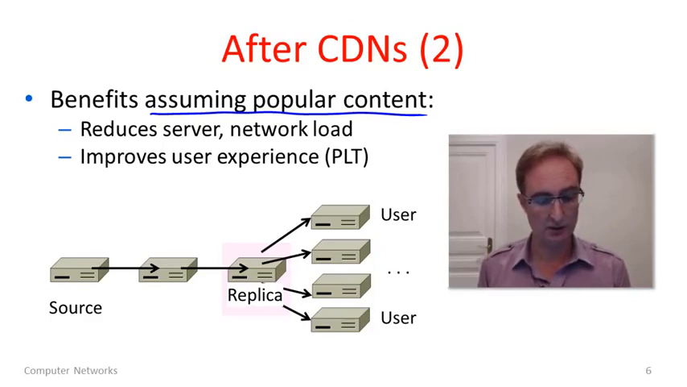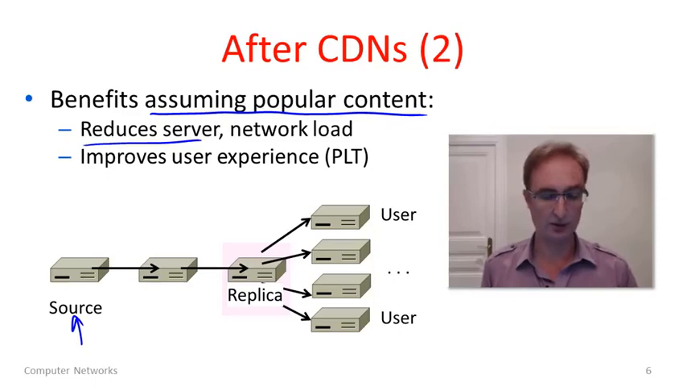We see reduced server load. So that's a benefit right here. You can see the source only needs to send 1 copy out to this replica. And this might not be such a big deal with 4 users, but imagine hundreds of thousands of users all wanting a copy of this content.